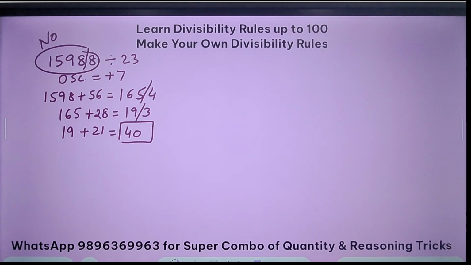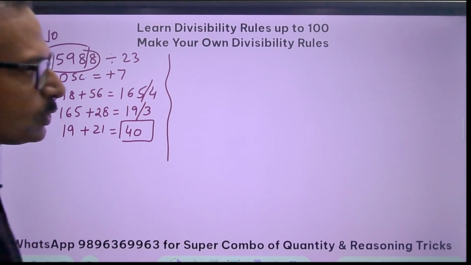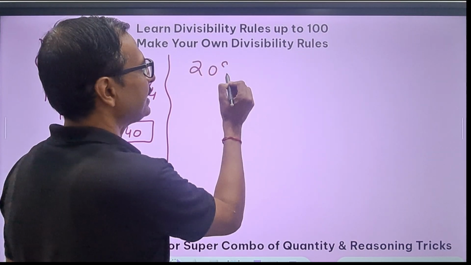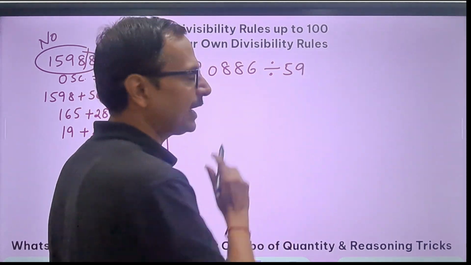On the first slide, I gave you a number and I asked you whether you can find that or not. Let's take a number like we can have divisibility by 59. Can we check 59? Let's take a multiple of 59 so that we are sure that the number we are taking up is actually divisible. So 20886. Now I want to check whether this is divisible by 59 or not.